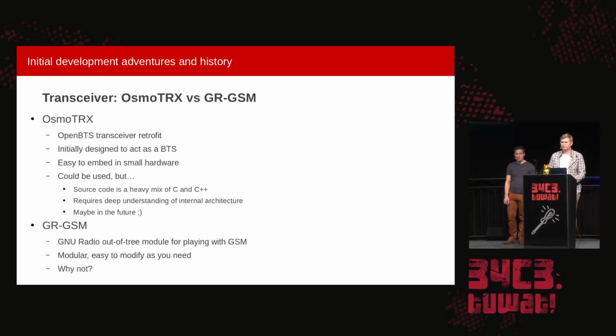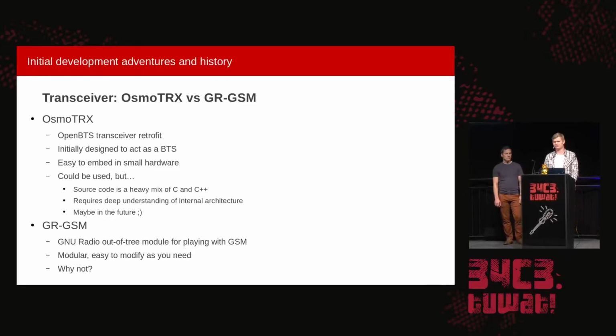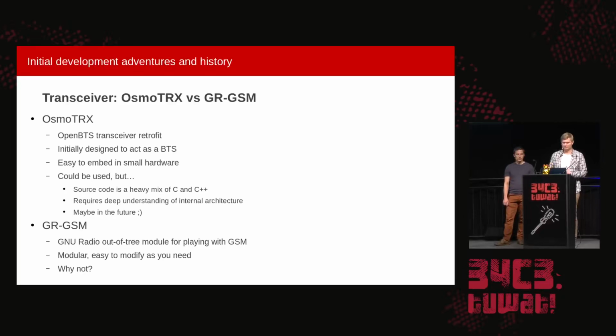There are two programs which might fit our requirements, and one of them is Osmo TRX, which is still used in the Osmocom project. Basically, it's designed to act as a BTS, and it could be used, but the source code is a heavy mix of C and C++, and you need to understand the whole infrastructure to make even little modifications, and probably we will take care of Osmo TRX in the future. Also there is GR-GSM, which is a GNU Radio out-of-tree module to play with GSM, so it's modular and easy to modify as you need. So why not try this too?